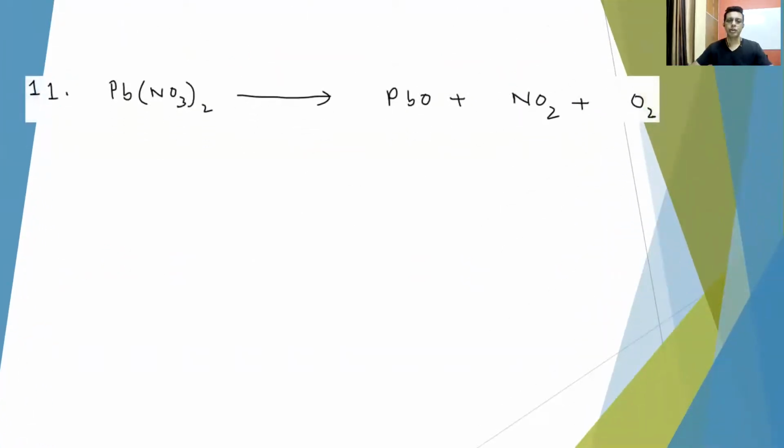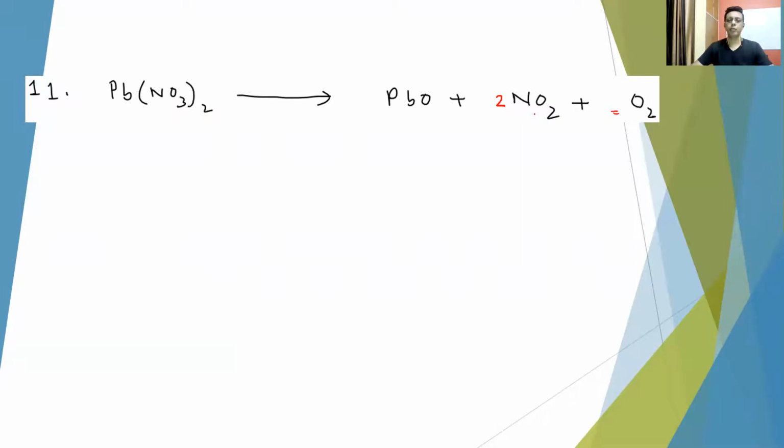The 11th equation, which is given in the textbook, is this. Here also we'll try to balance oxygen at the last. You have lead, 1 is balanced. Nitrogen is 2 here on the left hand side, and on the right hand side you have only 1 nitrogen. So place 2 here, nitrogen is balanced. Now what is left is oxygen. Left hand side is 3 times 2, 6 oxygen. Right hand side is 1 plus 2, 3, 3 plus 4, 7. So you have to make it 6.